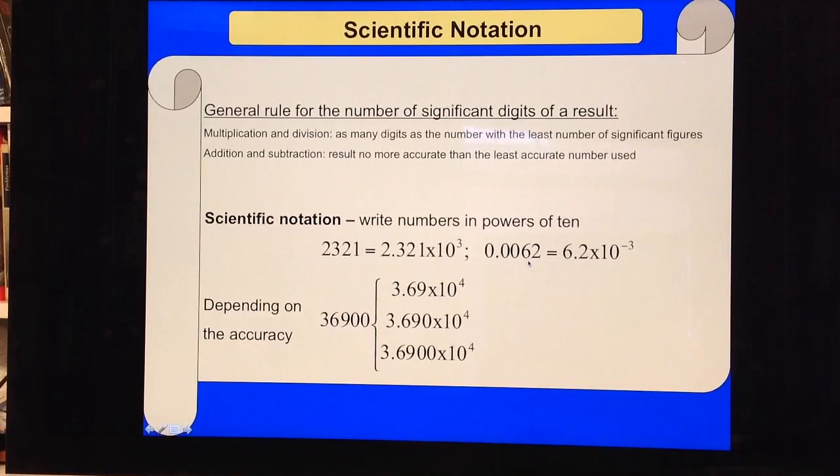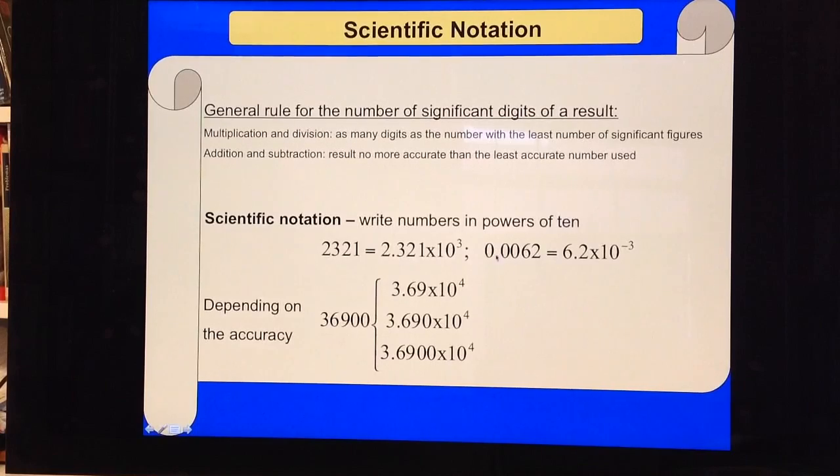Okay, what do we do now if I want to move my dot to the right? If I move it to the right, then my power will be negative. So for example here, this number 0.0062 is equal to 6.2. 6.2 is a big number, much bigger than this, 6.2 multiplied by 10 to minus 3. What is 10 to minus 3? 10 to minus 3 is 0.001. So if I multiply this small number, 0.001, by 6.2, I'll recover my small number.